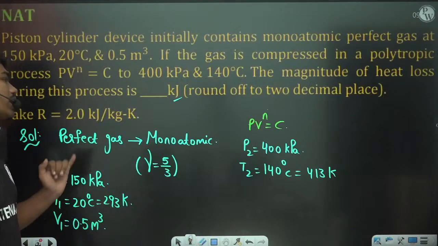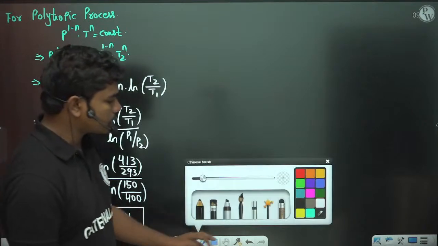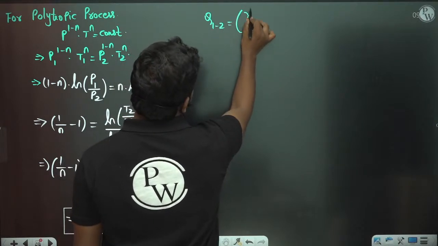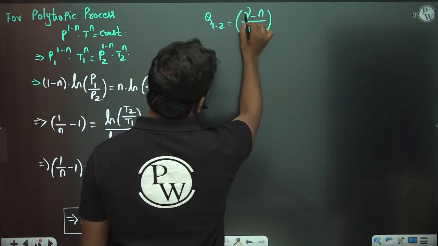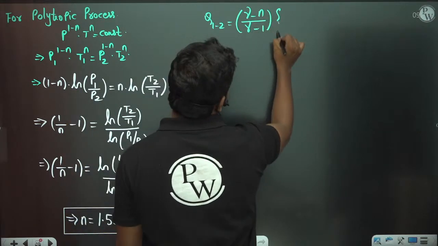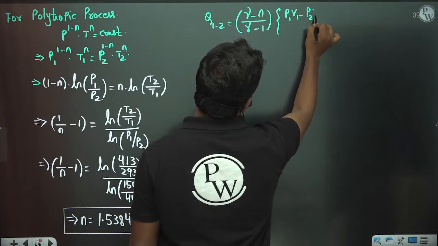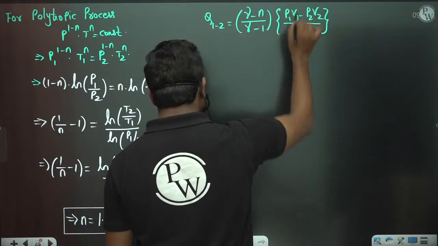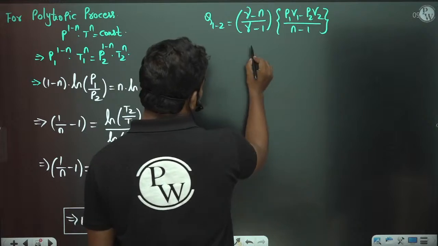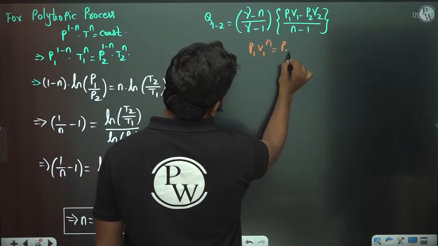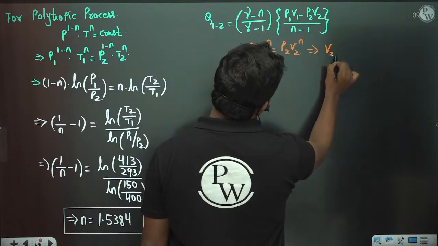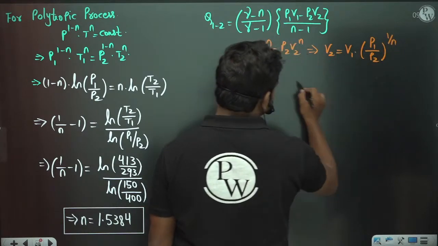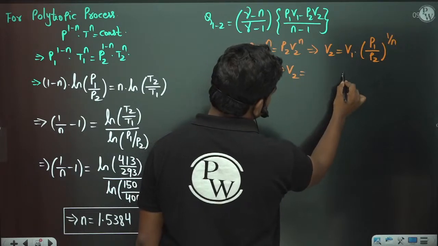Now if you want to calculate the heat interaction, the magnitude of the heat loss, we know Q12 is equal to (gamma minus n) upon (gamma minus 1), multiplied with (P1 V1 minus P2 V2) by (n minus 1). You know gamma, you also calculated n. We have P1, V1, and P2, but we don't know V2. So how do you calculate? P1 V1^n is equal to P2 V2^n. This implies V2 is equal to V1 times (P1 by P2) whole power 1 by n. So V2 is equal to some meter cube from this calculation.